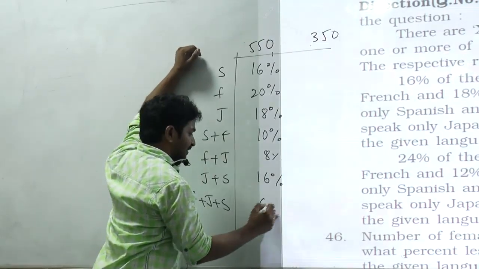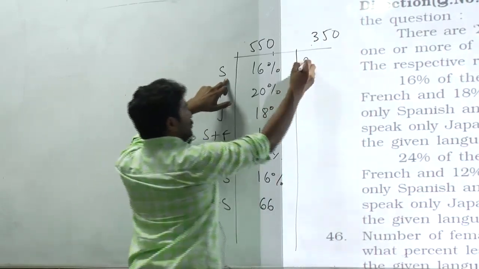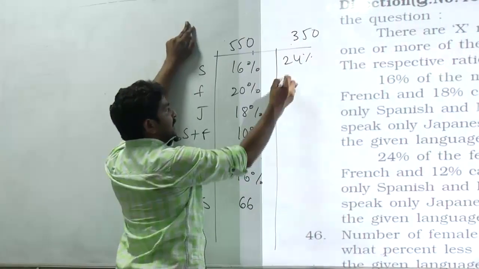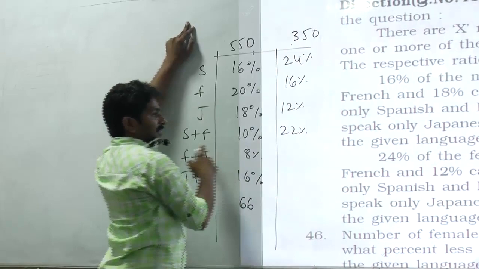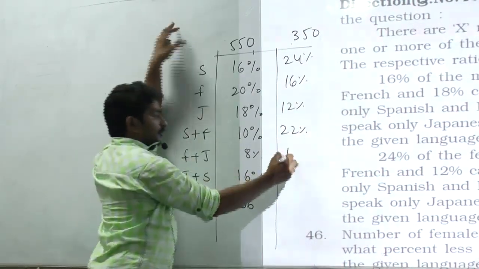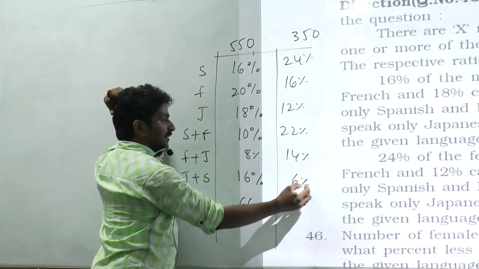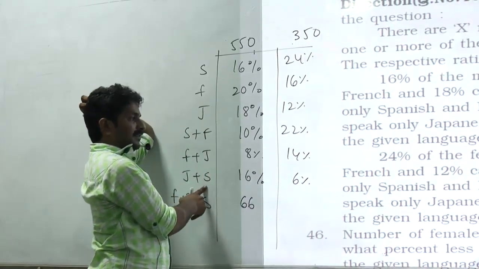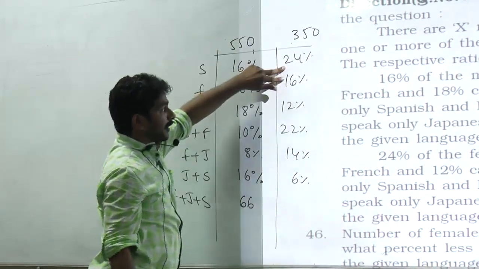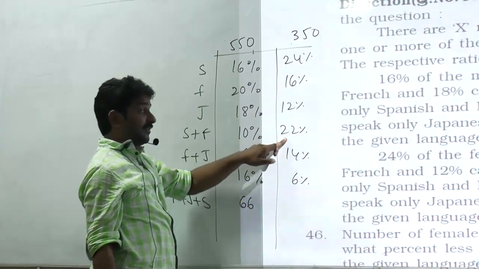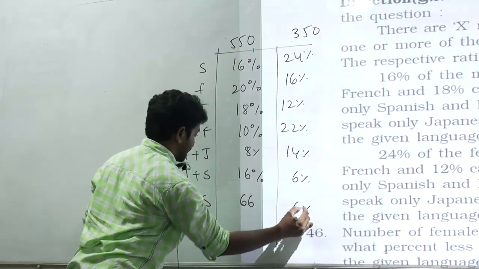Now this is 66. Now 24% of the female can speak Spanish, 16% French, 12% Japanese, 22% Spanish and French, 14% French and Japanese, 6% Japanese and Spanish, remaining female can speak all. Let me calculate the number. 40, 52, 74, 88, 94, remaining 6%.